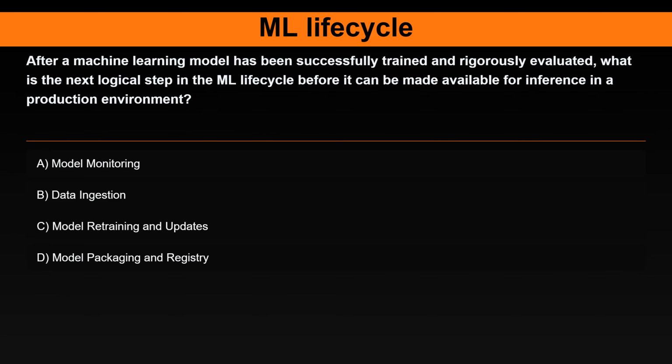Question 3. After a machine learning model has been successfully trained and rigorously evaluated, what is the next logical step in the ML lifecycle before it can be made available for inference in a production environment? Option A. Model monitoring. Option B. Data ingestion. Option C. Model retraining and updates. Option D. Model packaging and registry.